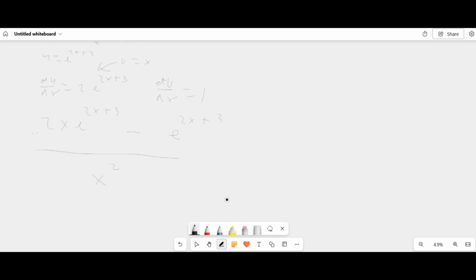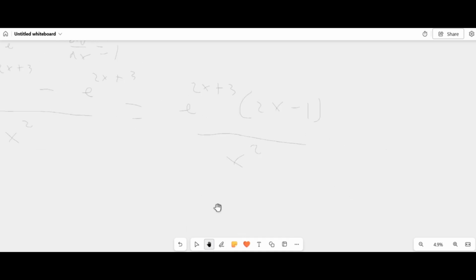Alright, cool. And now equals, yeah? Take e to the power of 2x outside here, so e to the power of 2x plus 3, open bracket 2x minus 1, and then all of that's over x squared, yeah? Alright, cool. Now, it wants you to find the stationary point, yeah? So we need to make the differentiation equal to 0. This is dy over dx, yeah? So we need to make it equal to 0.